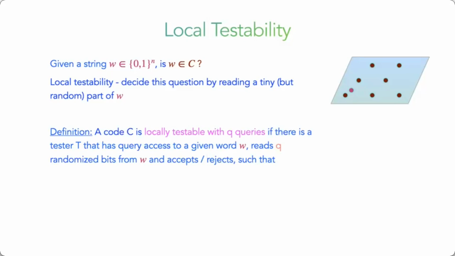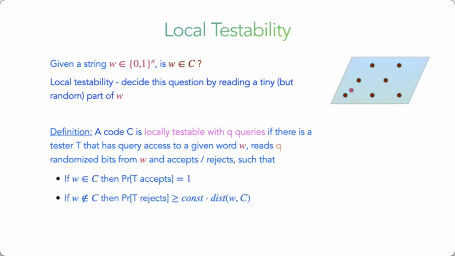So this tester, you should think of it as kind of a distribution over the bits of the code word. It's randomized, and it just decides to read these q bits, and based on this, it will output its answer. And the properties that it satisfies are these. If the word is in the code, it will always say yes.